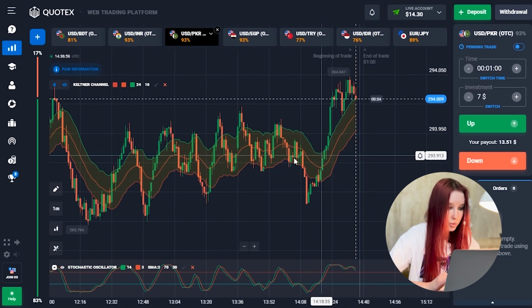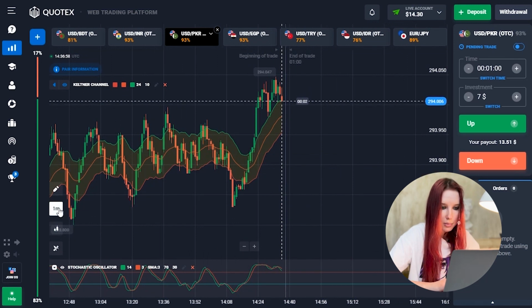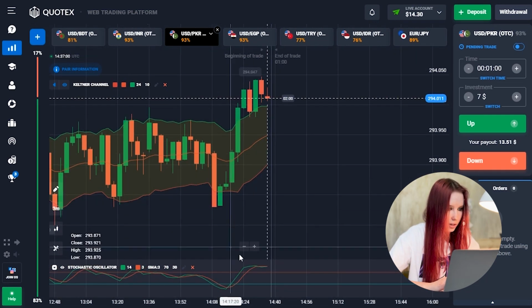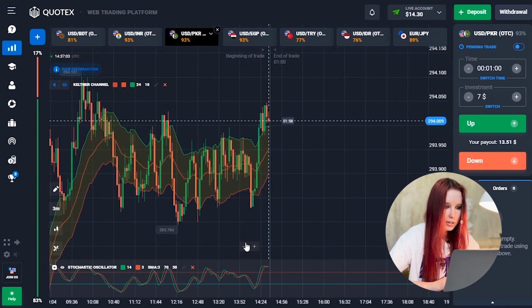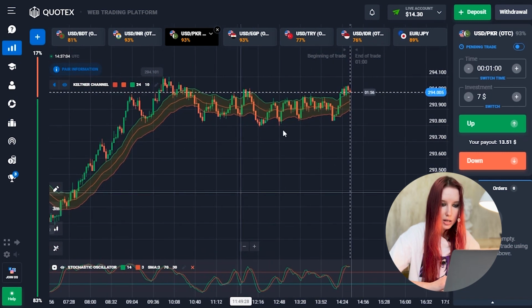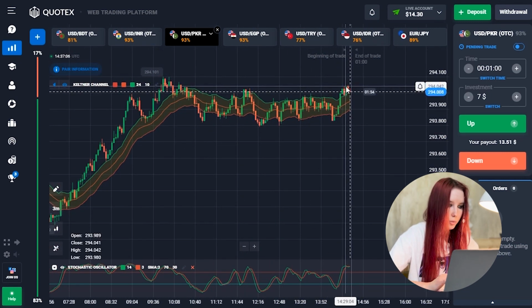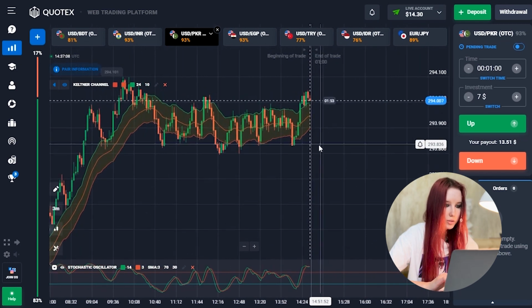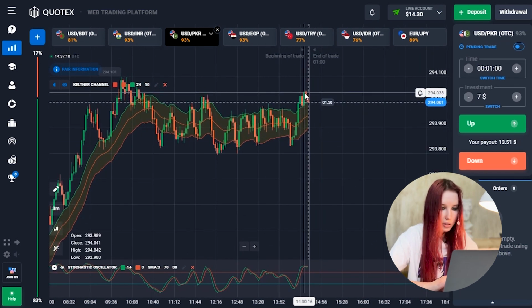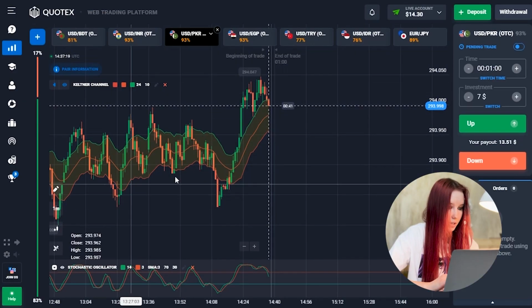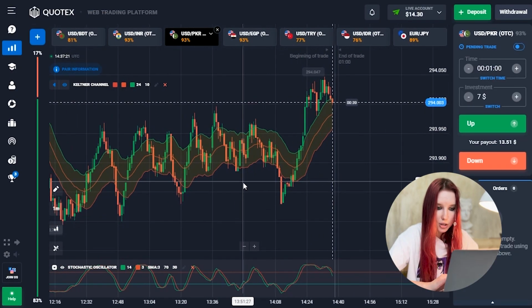So let's go to the 3-minute time frame and analyze this trade. And here we see that the price is at the resistance level. You can see that the price is moving in a downward direction when you see a clear pivot point. So let's go back to the 1-minute time frame. And here we see that the price continues to move down.